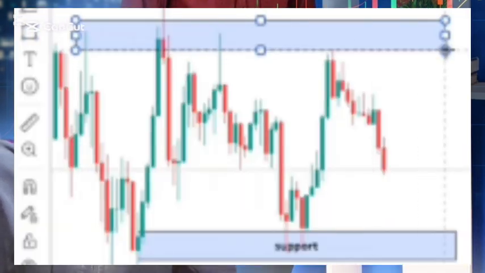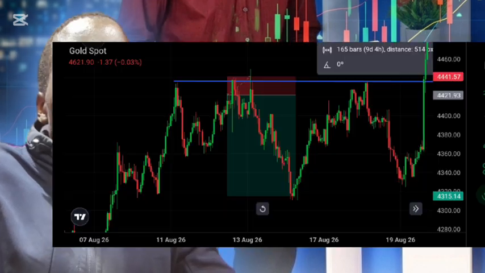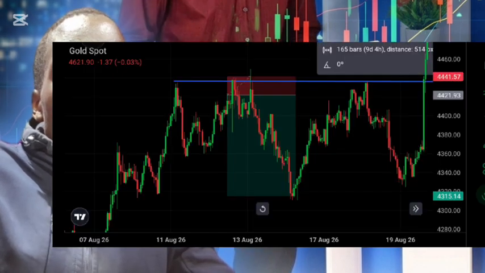By using a rectangle tool to cover the body close and the extreme wick, you create a buffer zone. The zone represents the real supply and demand. Not every price bounce is worth trading. To find the levels that actually hold, you need to follow 3 strict rules.